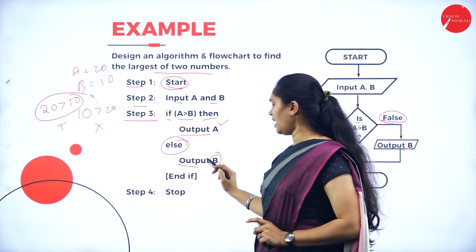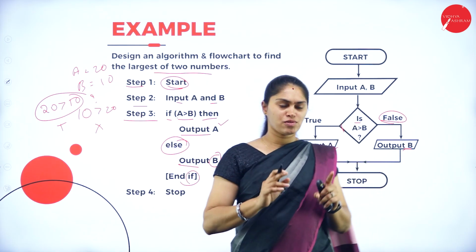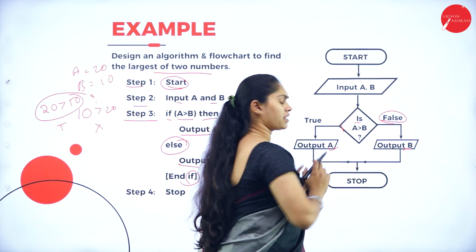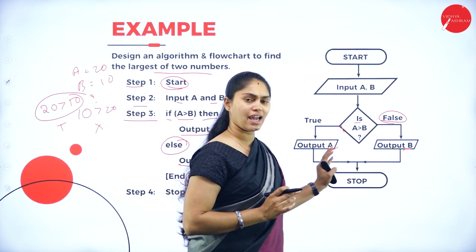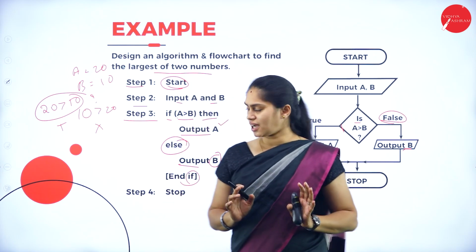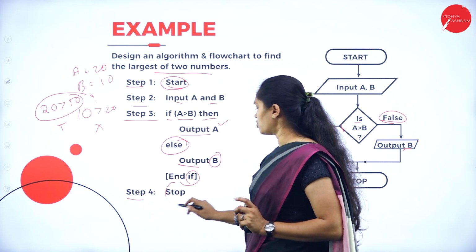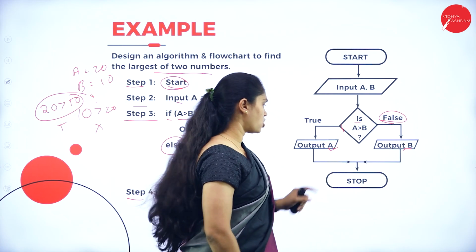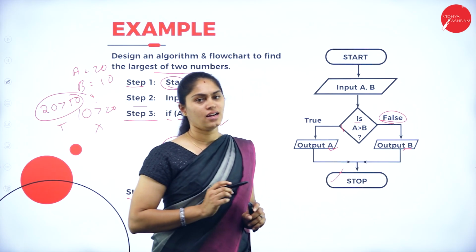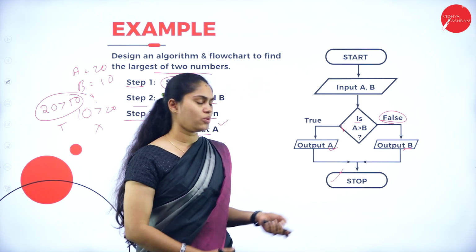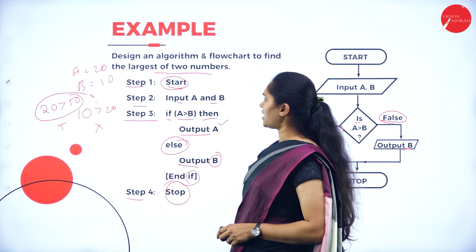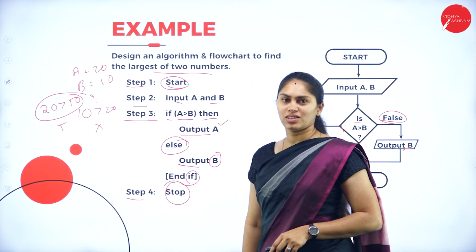Whether it is a or b, we have to end the if statement. So here we are ending the if statement. Whether the output is a or b, we have to end that statement. Then at last we have to do the stop. This stop will be represented with a terminal. Right? This is how we write or design any algorithm along with a flowchart.